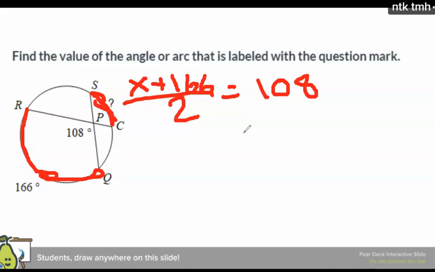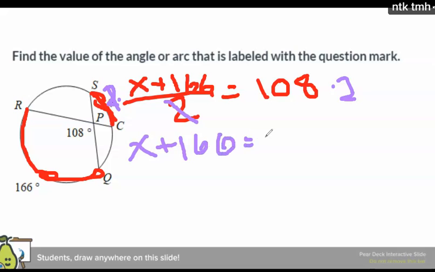Awesome. If you're still working, you can continue to work on your slide. On this Zoom screen, I'm going to show you how to solve for this. What I'm going to start by doing is multiplying by 2 on both sides. Why do I want to do that? Because I want to get rid of this fraction, so I no longer want the 2 in the denominator here. So I'm going to have x plus 166 equals 216. You're super close, Ethan. You just had to subtract 166 on both sides.